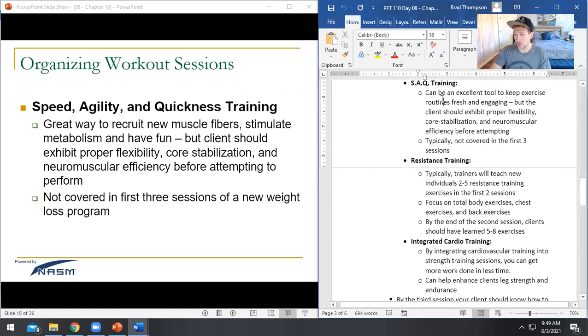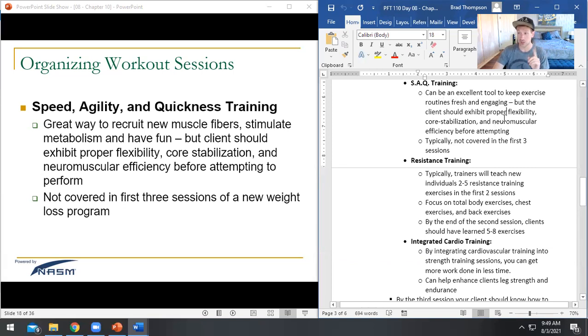Speed, agility, and quickness training. This is a great tool at your disposal. Speed ladders, cone drills. This stuff is great, right? It's an excellent tool to keep your exercise routines fresh. I love it. It's fresh and engaging.